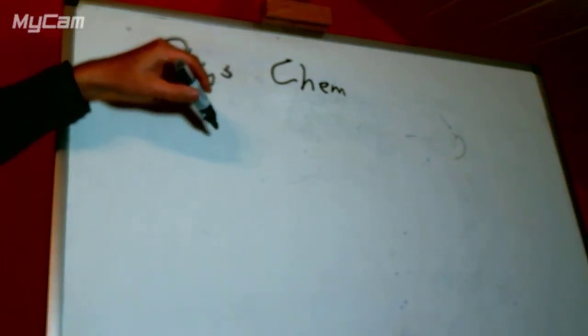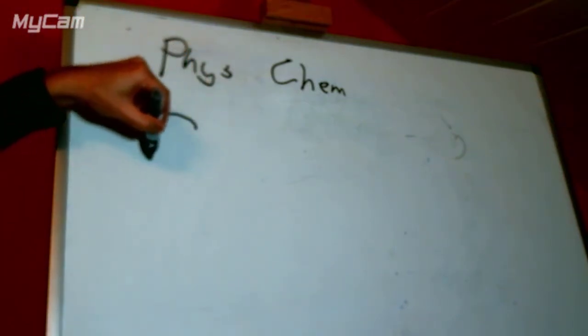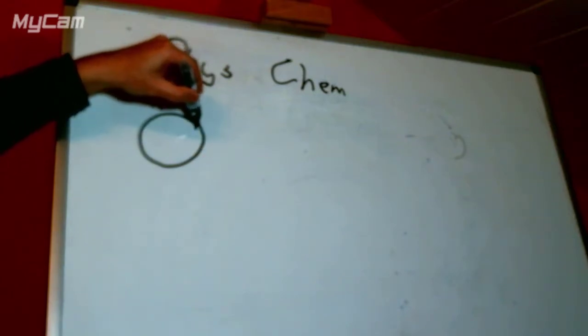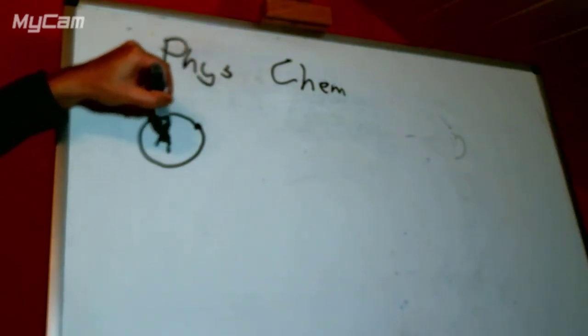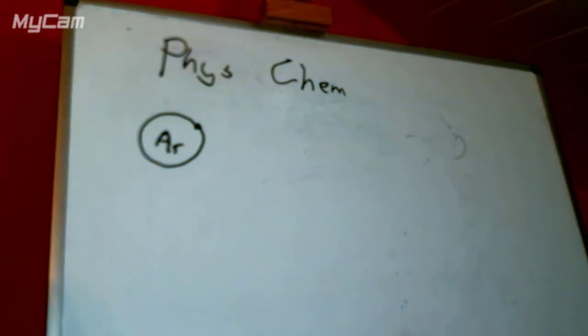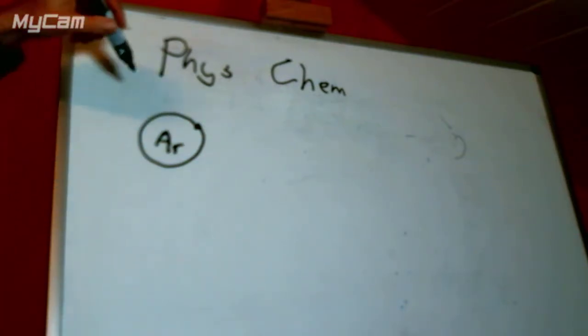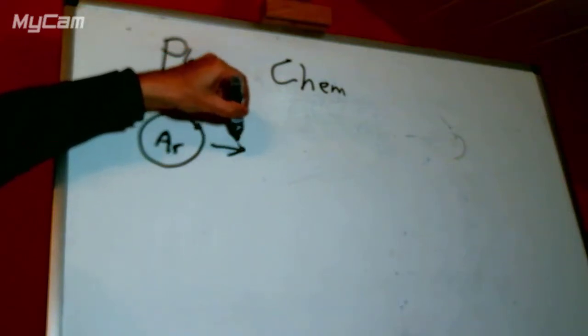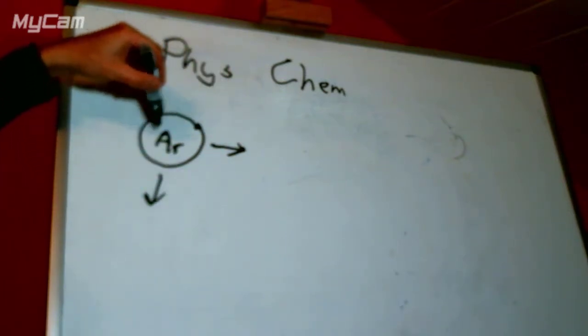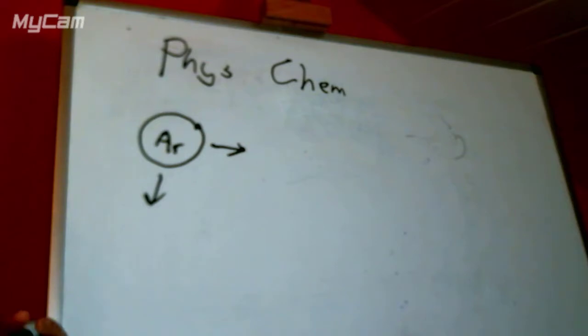So if we take a molecule, let's take the absolute most simple version, it would be an argon atom. An argon atom cannot do very much. It can move in different directions, so it can go up, down, left or right, but it doesn't have any bonds, so the bonds can't do anything.